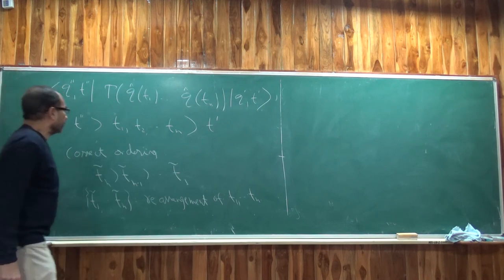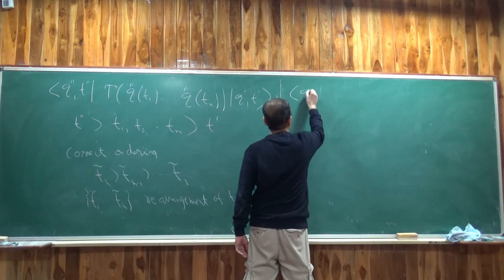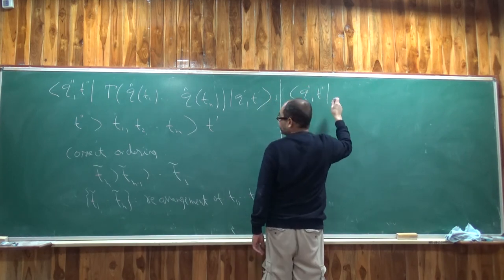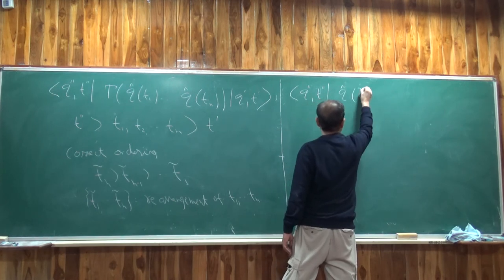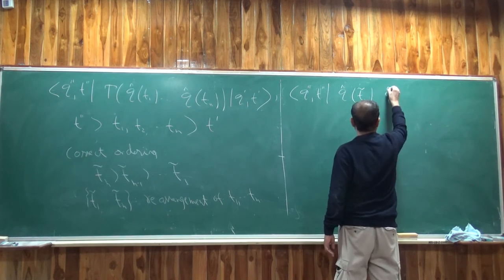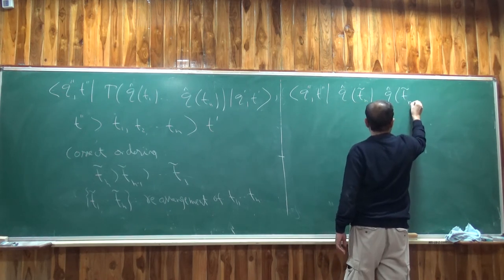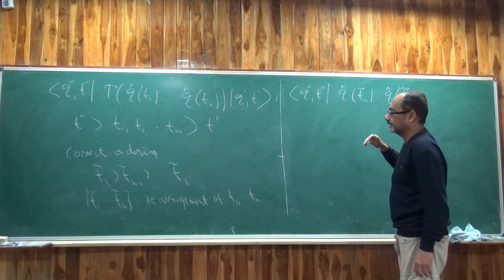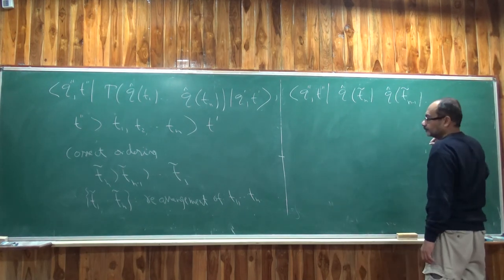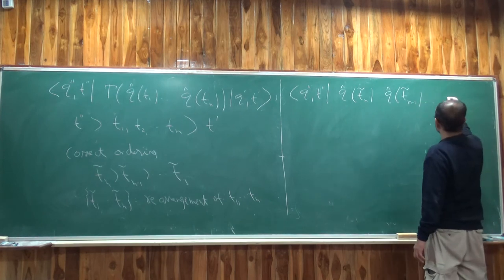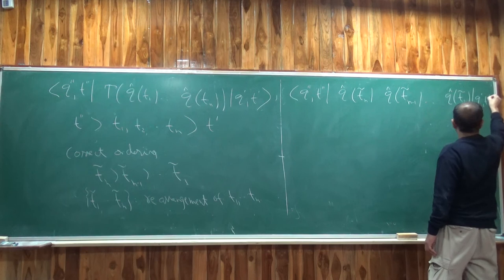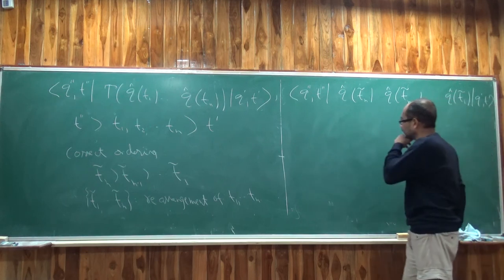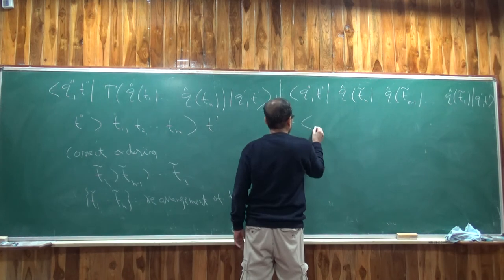Okay. So then this is given by q double prime. Now I'll not write time ordering anymore. Q hat t tilde n, q hat t tilde n minus 1. So I can write down in the Hamiltonian formulation.